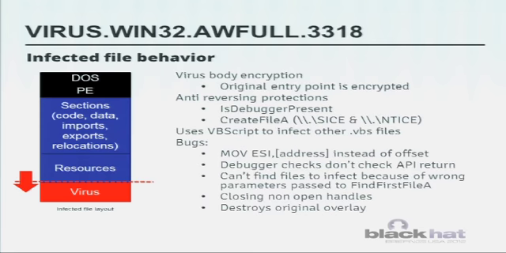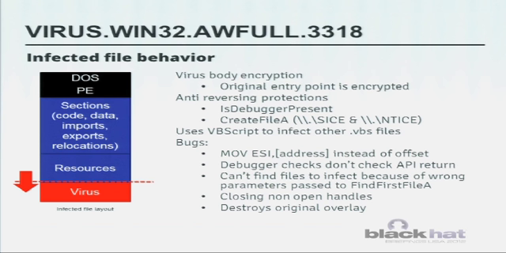The entire virus is just appended to the end of the file. And the original entry point from the original file is encrypted. So that's the data we need. We need that original entry point so we can remove the virus and restore the file. There are some anti-reversing protections, like IsDebuggerPresent and CreateFileA for SoftICE checks. It uses Visual Basic scripts to infect other Visual Basic script files, but we're not focusing on that.